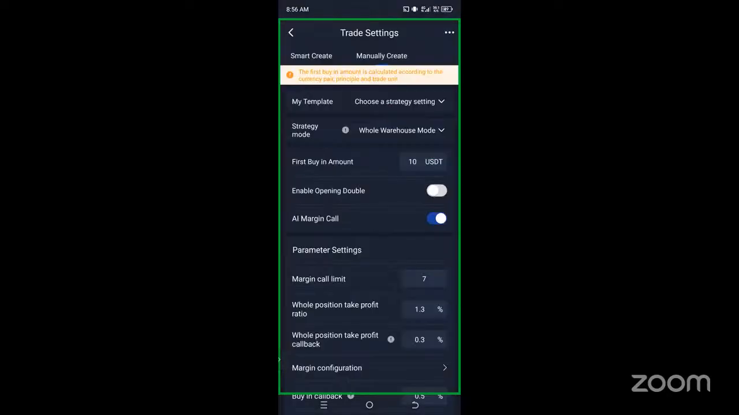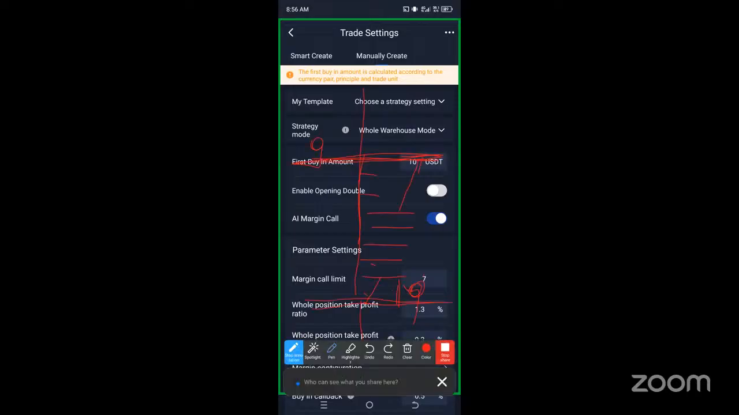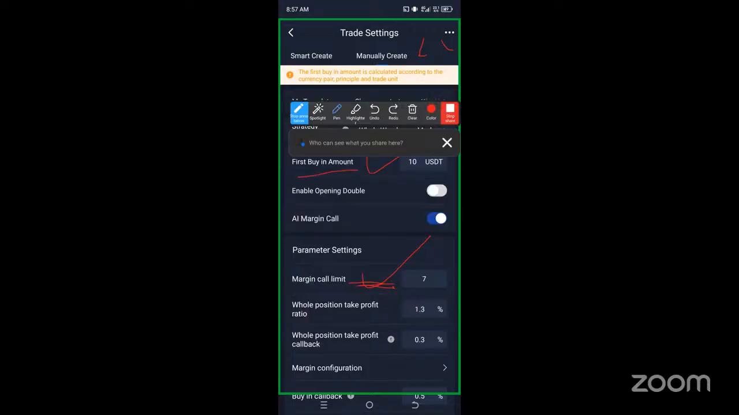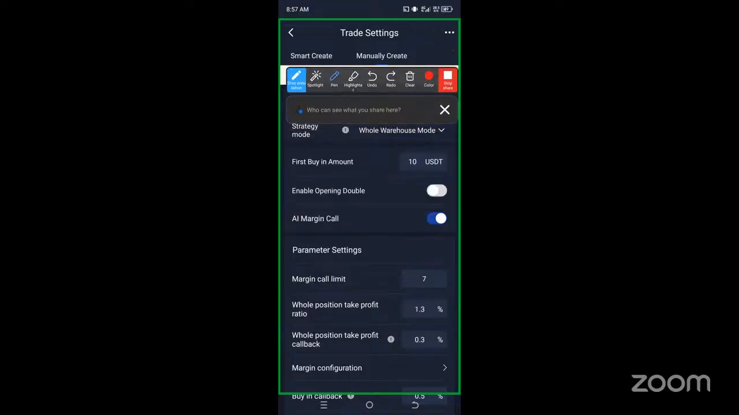Now, we have covered what first buying amount means, and we have covered what margin call limit means. We said the first buying amount is the small money you start with from the bigger capital to enter the market, and you remain with the bigger reserve capital to use with margin call to buy more quantity when the market comes down. We have covered this. Now we go to the next.